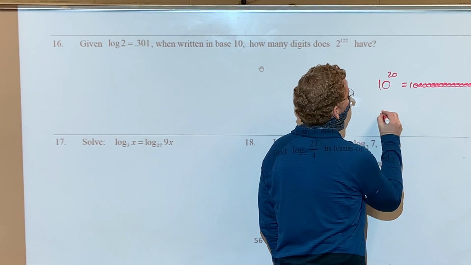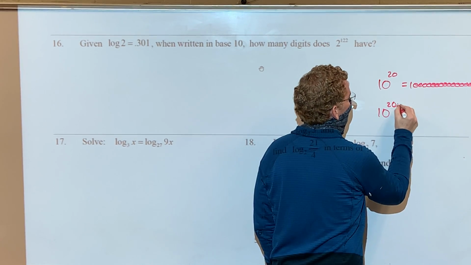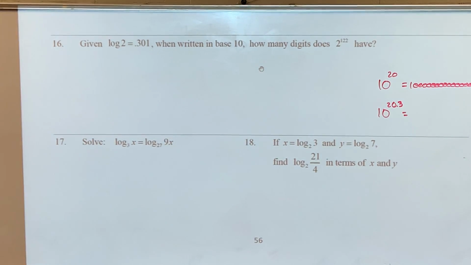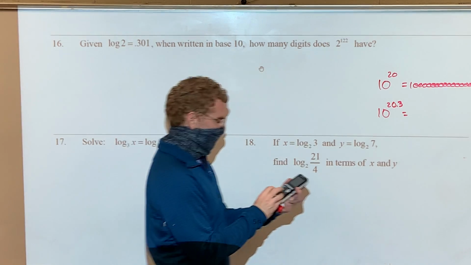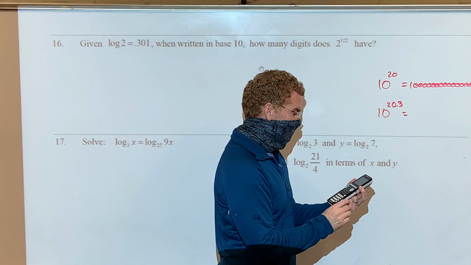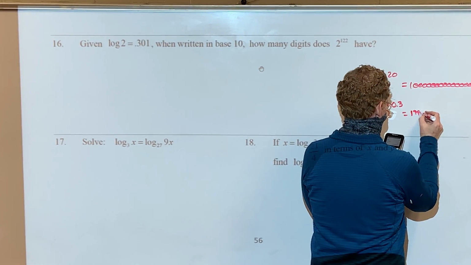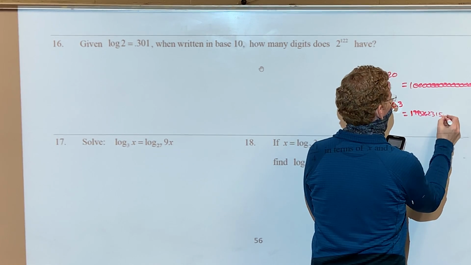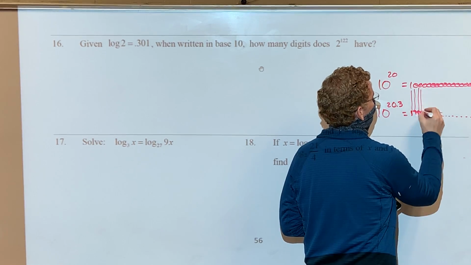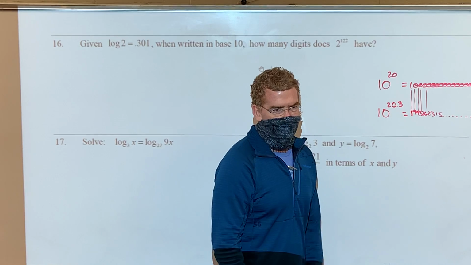Right? But what is 10 to the 20.3 have? Now let me show you. It doesn't have zeros because it's not a whole number. 10 to the 20.3 is something like this. 1 9 9 5 2 6 2 3 1 5 and so on. Now it still has the same number of digits as this. It's just not a 1 with a bunch of zeros.